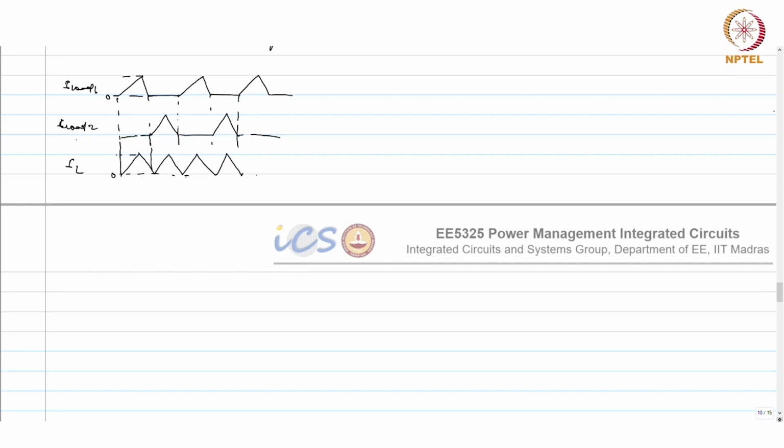And since the zero current information will come at different times depending upon input, output and load current, your on time will get adjusted according to that. That's it. So your frequency will vary. Okay.